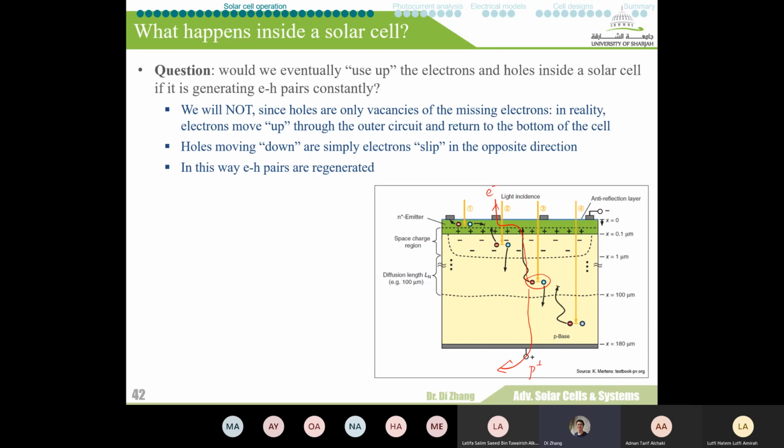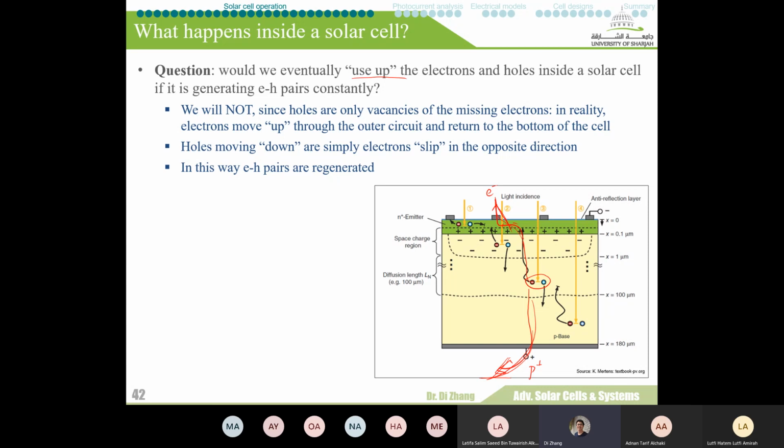Okay, so the question is, we are under the sunlight. The solar cell is constantly generating electrons and holes, and they are going out from the device constantly at a very high rate. So the question is, will we eventually deplete the electrons and holes inside the solar cell? Because we are constantly generating electrons and holes and sending them out from the solar cell. We have the answer down there, but you can try to think about this for a little while.